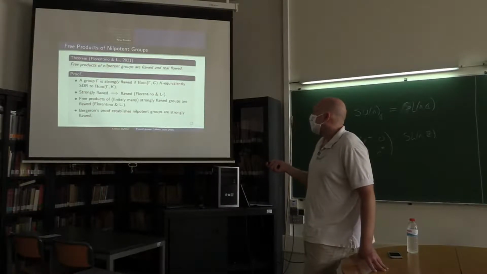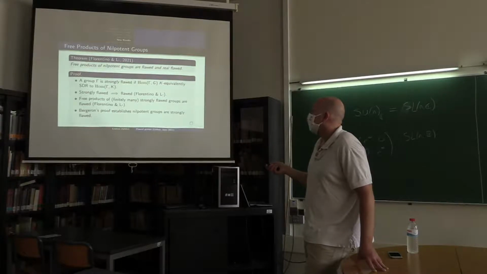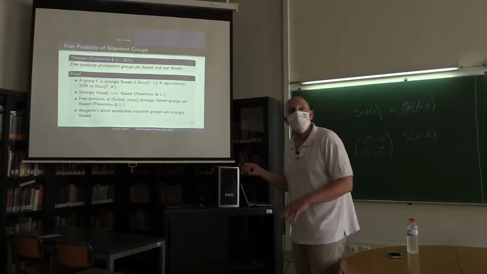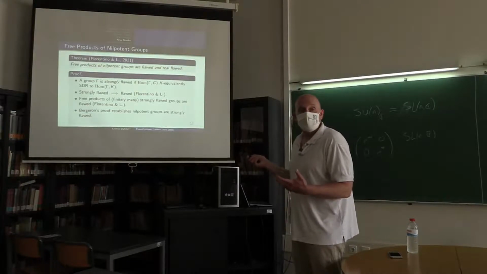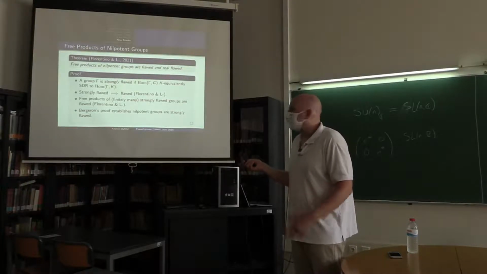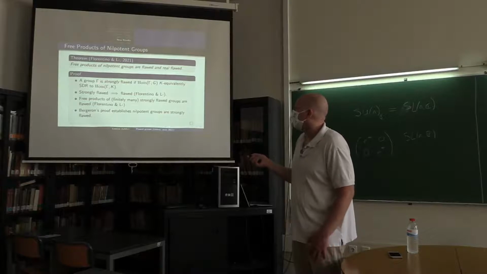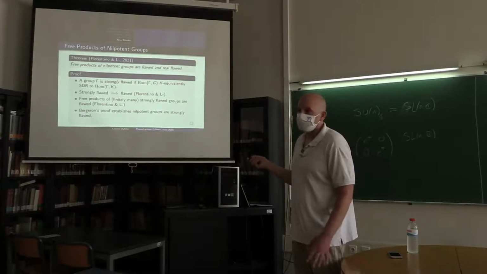He doesn't really state in his paper that nilpotent groups are strongly flawed. He uses it as a technique. But if you read his proof, he is actually proving that they're strongly flawed. And then you put that together with our previous two general statements that are independent of gamma, right? I mean, for any gamma, strongly flawed implies flawed. And for any gamma, free products of strongly flawed are flawed.